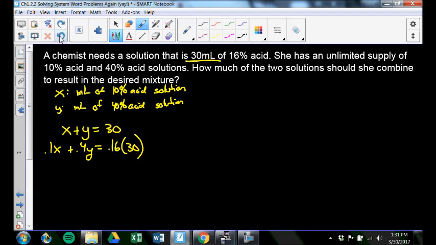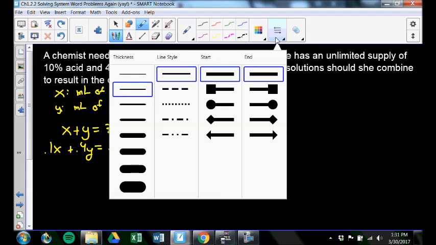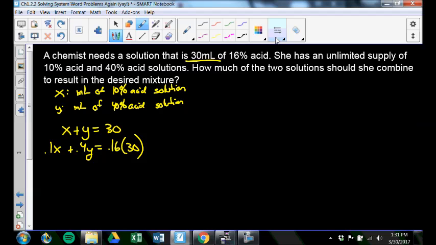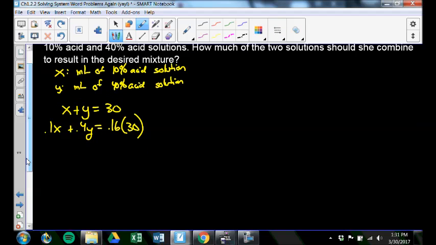So please don't miss that. Now I can solve this by substitution or elimination, or I could graph it also. In fact, if you just plug this into Desmos and graph it, you could find a solution pretty quickly. But I'm going to go through and do this by, I think, elimination again. I'm going to clear the fractions, or in this case, the decimals. So I'm going to multiply everything by 100.